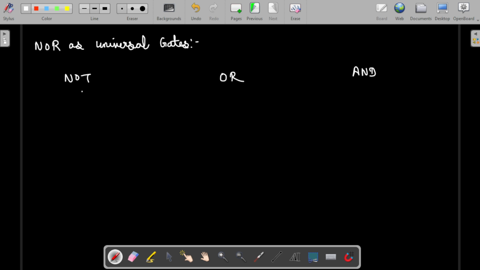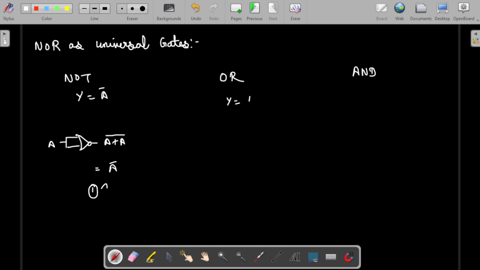Here the logic that we need is that Y needs to be A bar. Here also, the same thing: we are coupling the inputs. So if you see A plus A, the whole bar, then A plus A is A, and we get A bar. So with one gate, we are able to get the NOT functionality.